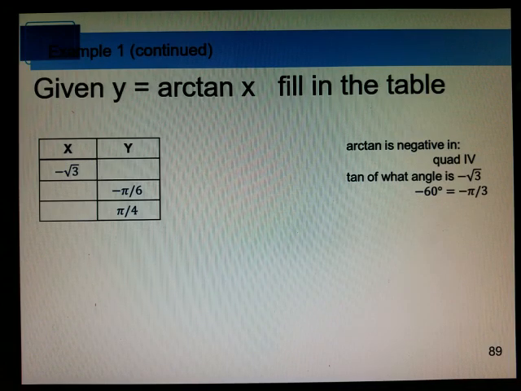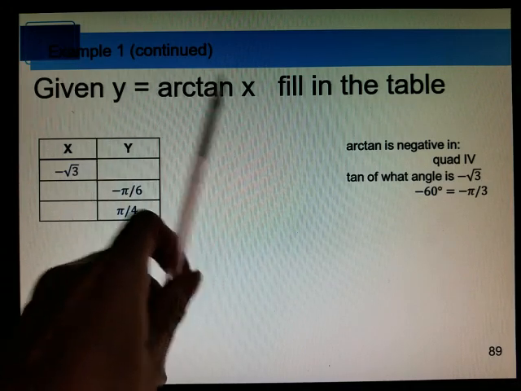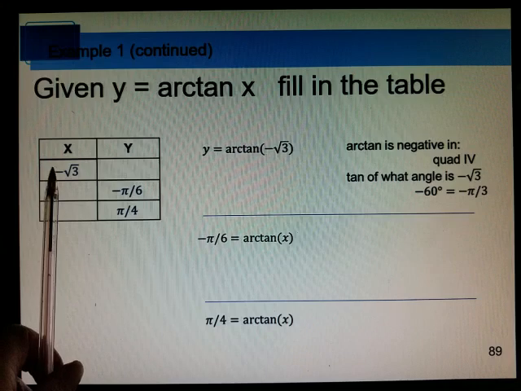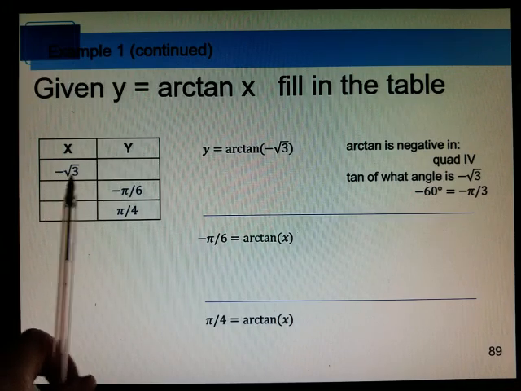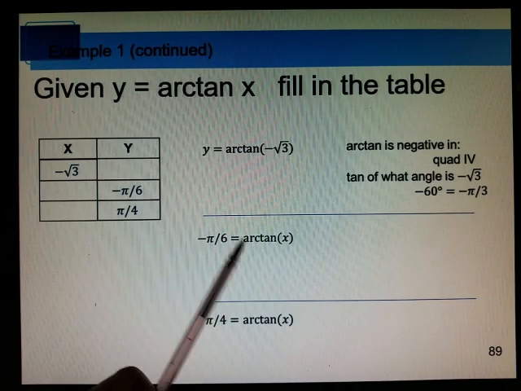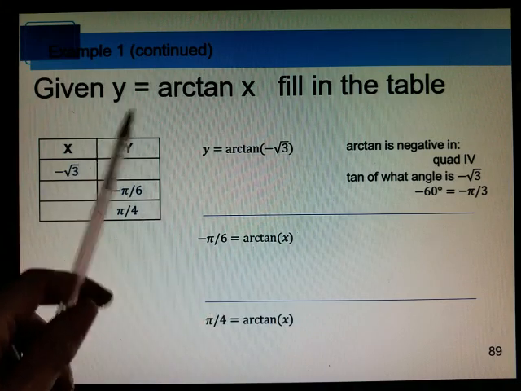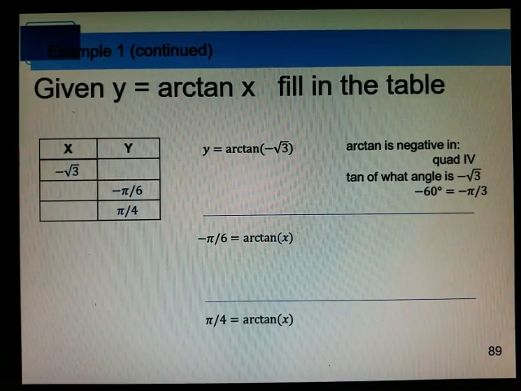All right, given y equals the arctangent of x, fill in the table. So this x is negative radical 3. That goes right there. So this first one's saying y equals arctangent of negative radical 3. The second one, that's y, so negative pi 6 equals arctangent of x. And then again, pi fourth for the y equals arctangent of x. We have to understand if we're plugging in for the x or the y first.